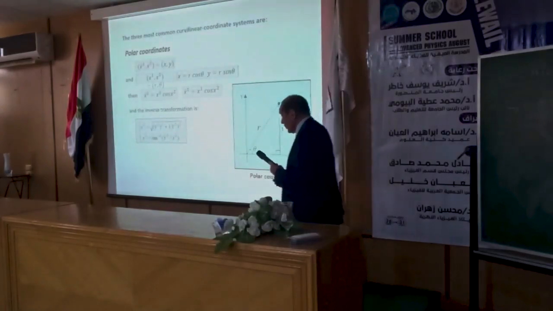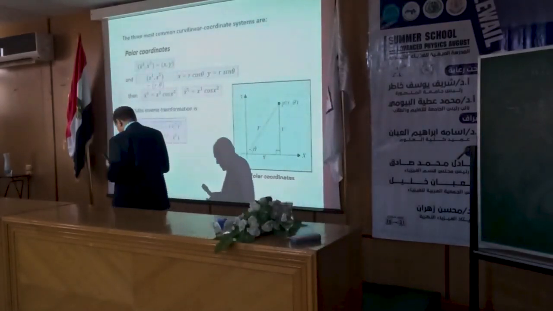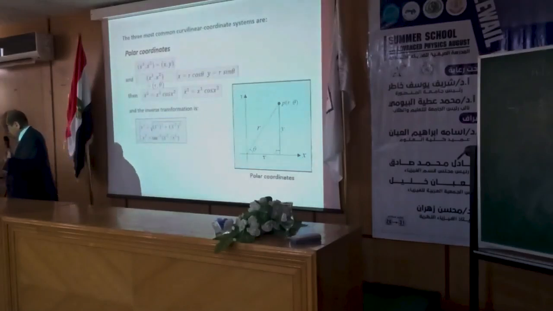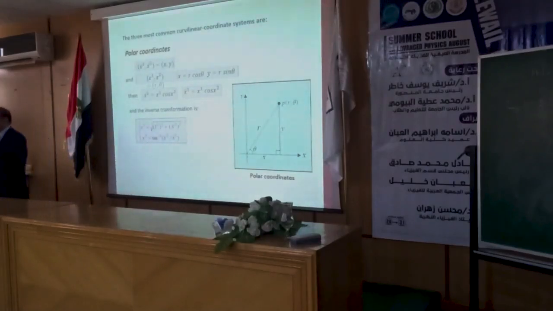Okay, we go to curvilinear coordinates. We have two types of coordinates. We have the rectangular coordinate system, x, y, z, that we know, and we have curvilinear coordinates. How many curvilinear coordinates do we have? Infinity. You can have as many as you want. But the most important are these three.